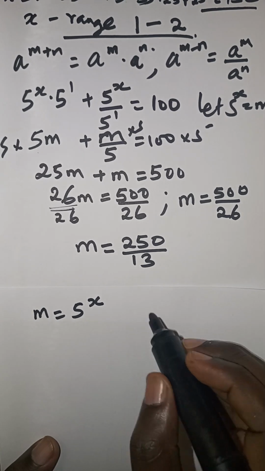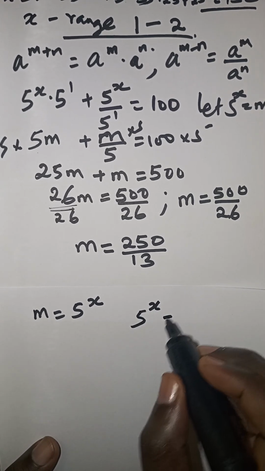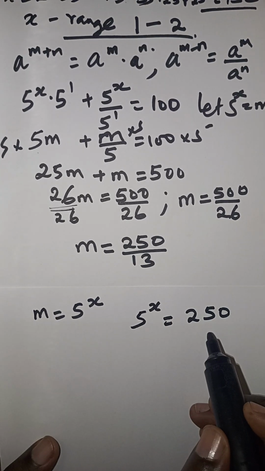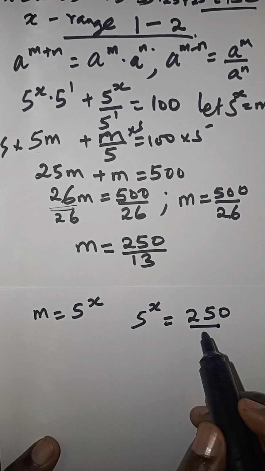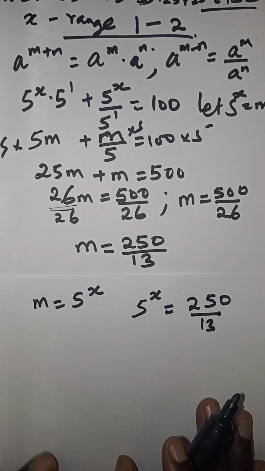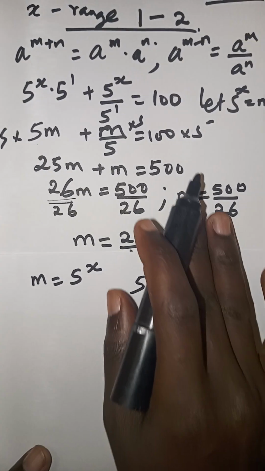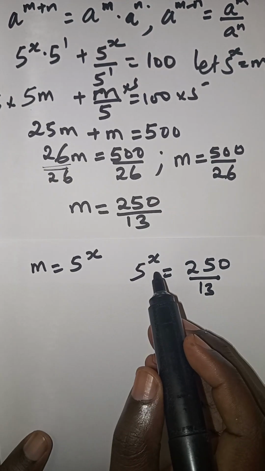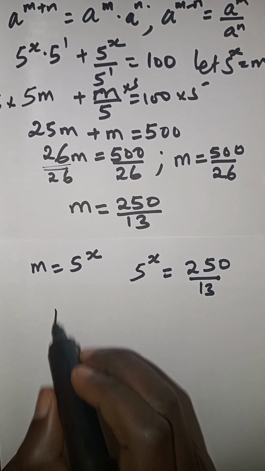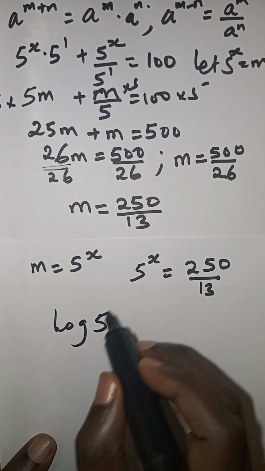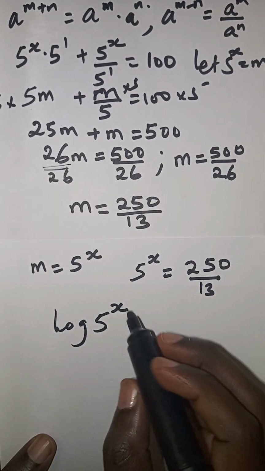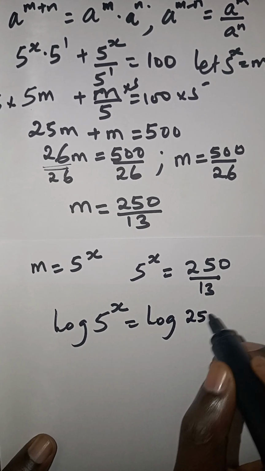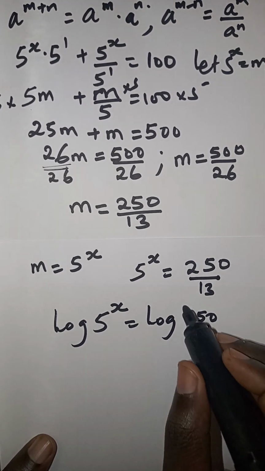So I'm going to equate 5 to the x should be equal to 250 divided by 13. So next step, for me to get x, I'm going to introduce the logs on both sides so that I have the log of 5 to the x is equal to the log of 250 divided by 13.